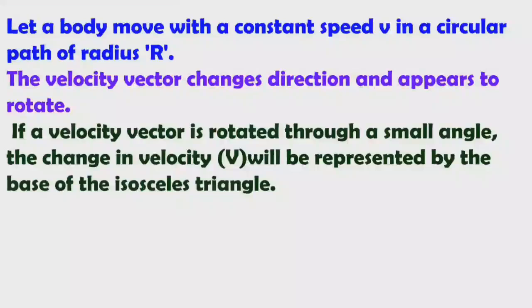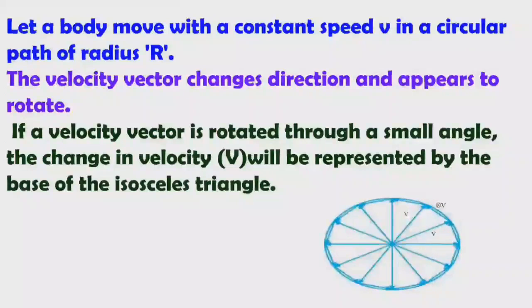If a velocity vector is rotated through a small angle, the change in velocity can be represented by the base of the isosceles triangle. Here we can see that the base of every isosceles triangle is nothing but the change in velocity, that is delta v.